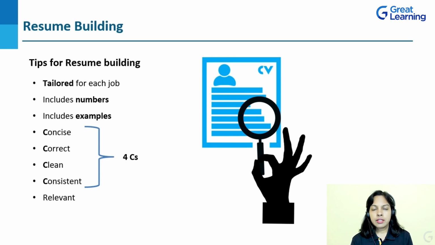Now, these are the 4 C's actually that should be kept in mind whenever you are creating any resume or CV. That is concise, correct, clean, and consistent. Concise meaning to the point. Okay, no extra information should be given. Correct, there should not be any spelling mistakes. Okay, grammar should be correct, because these all give a negative impact on the recruiter when he or she reads it, right? Clean, it should not be cumbersome.